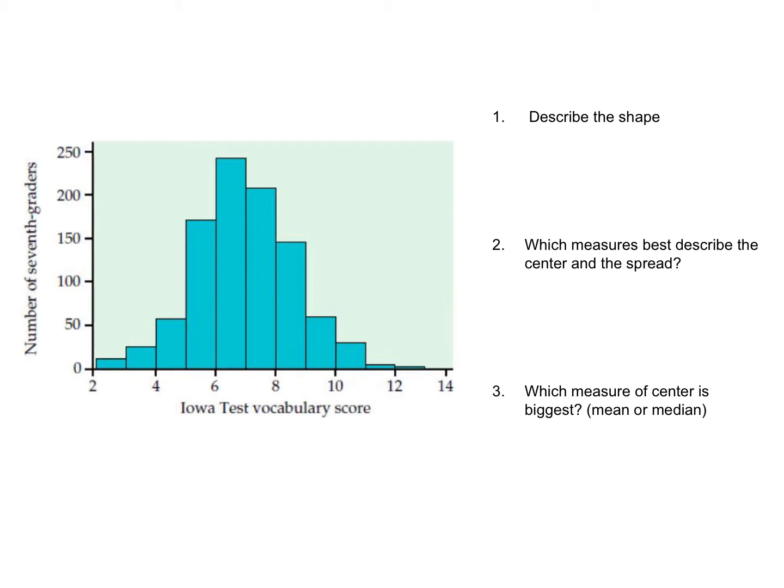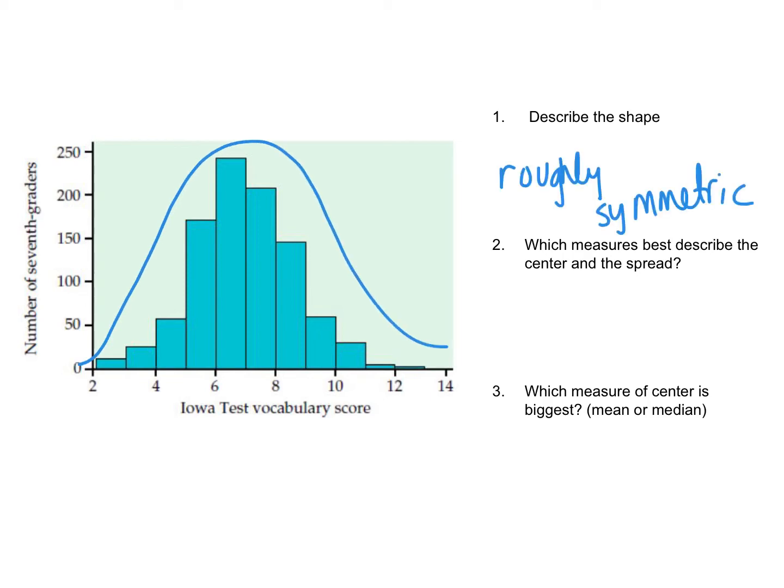Here, what do I have? What type of distribution? Well, again, I'd say roughly symmetric. So which measure can we use? The mean and standard deviation get paired together with symmetric. They're not going to be pulled in either direction. So which is the biggest? Again, they're approximately equal.